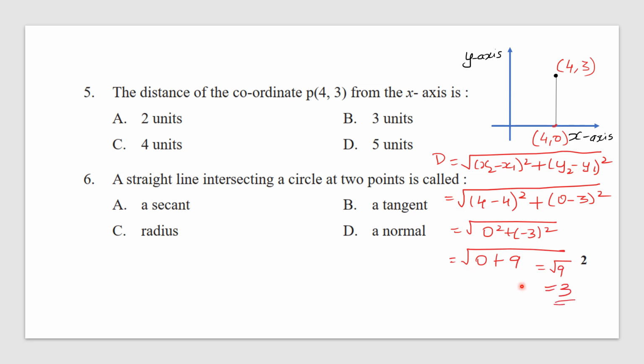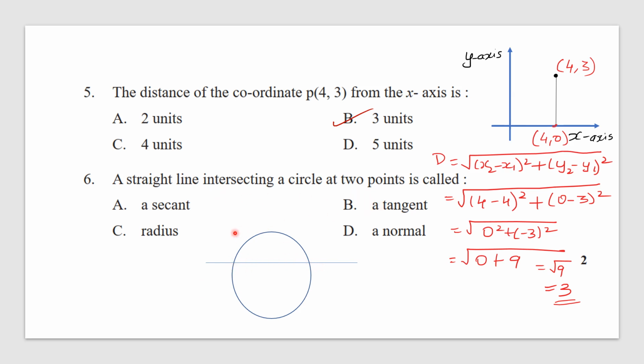Then you will get the value as 3. Okay, so the option is 3. Okay, next question. What is the next question they have given? A straight line intersecting a circle at 2 points. So draw a circle and one straight line will be there. So 2 points is these 2 points.